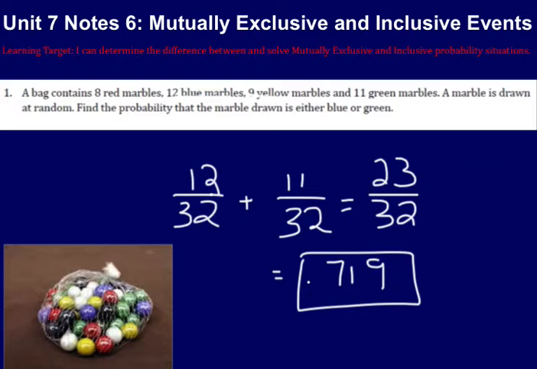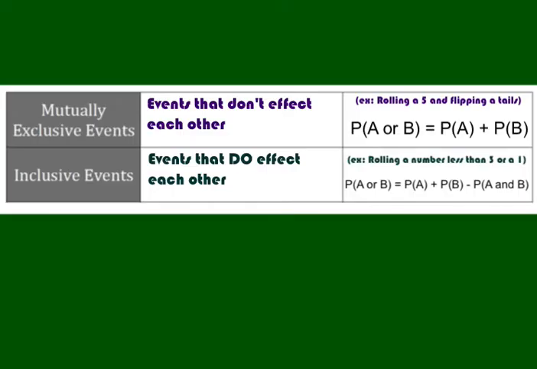So let's go ahead and jot some stuff down about mutually exclusive versus inclusive events. Mutually exclusive events are events that do not affect each other. So flipping a coin and rolling a dice, if you were to do those two things, their results aren't going to affect each other. That's what makes them independent of each other, or exclusive.